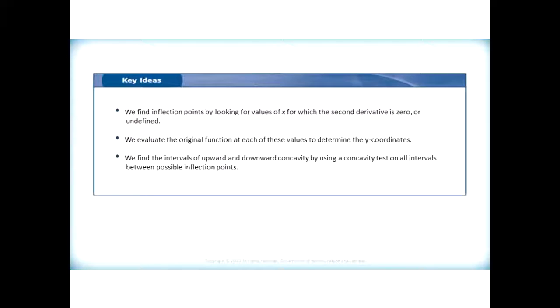And we'll just take a quick look at all the stuff that we talked about today. We find inflection points by looking for values of x for which the second derivative is 0 or undefined. We then evaluate the original function at each of these values to get the y-coordinates of those inflection points. And we find the intervals of upward and downward concavity by using a concavity test on all intervals between the possible inflection points, which we call hypercritical values. Fun word for the day.